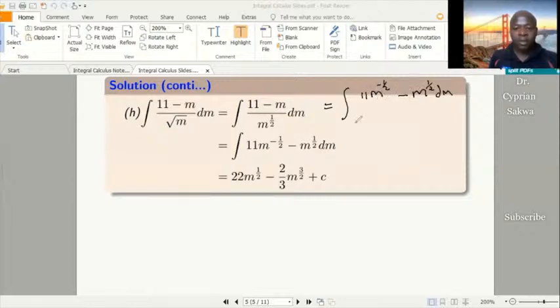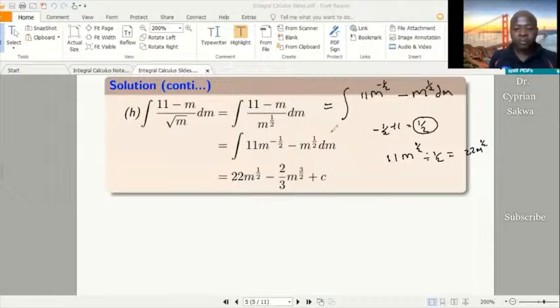Now to integrate this, in fact it's what I wrote here. To integrate this, just add 1 to the power. Negative a half plus 1, you get a half. So our new power is a half. So what we now have will be 11 m raised to a half, and divided by this a half, you have 22 m raised to a half.